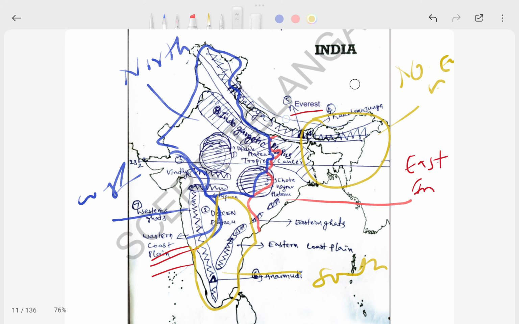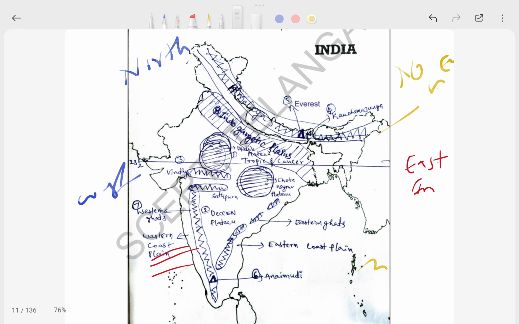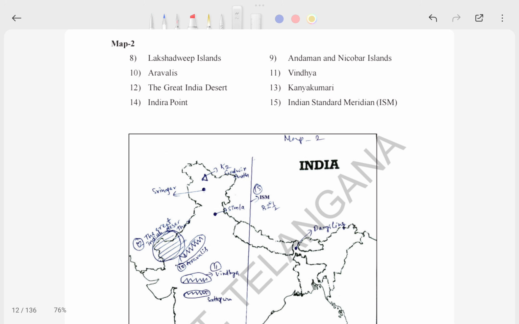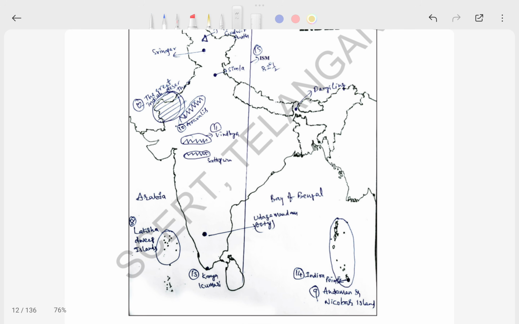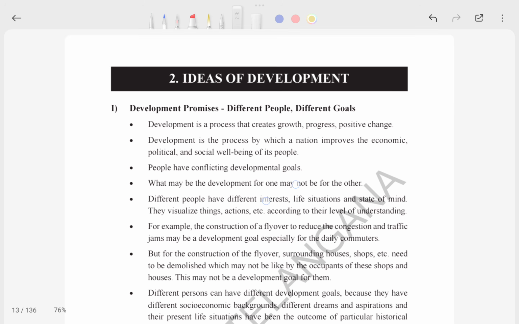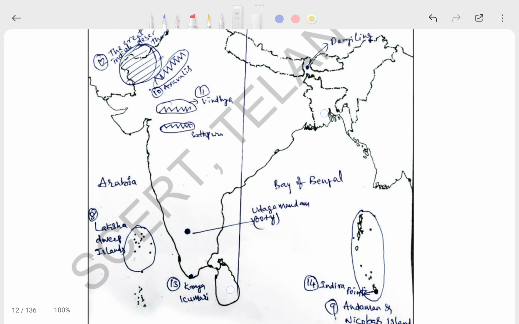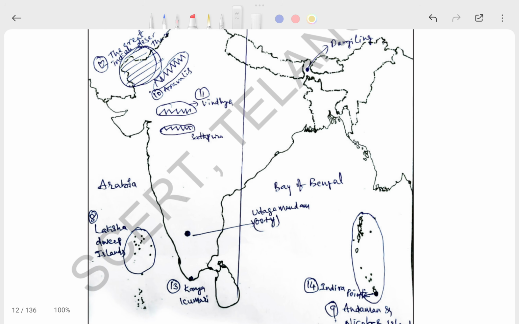Okay, and the graph is already clear to you. Now let's see this one here. Now the second map has the Lakshadweep Islands, and the Andaman and Nicobar Islands. Okay, and here we will see this one. These are very important. Then after this, the next chapter is Ideas of Development. I hope this chapter, India and its Physical Features, is totally clear to you.